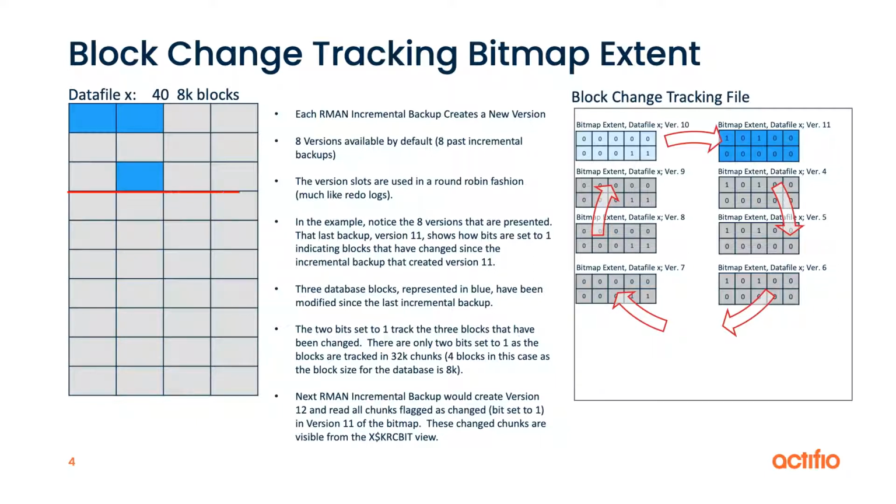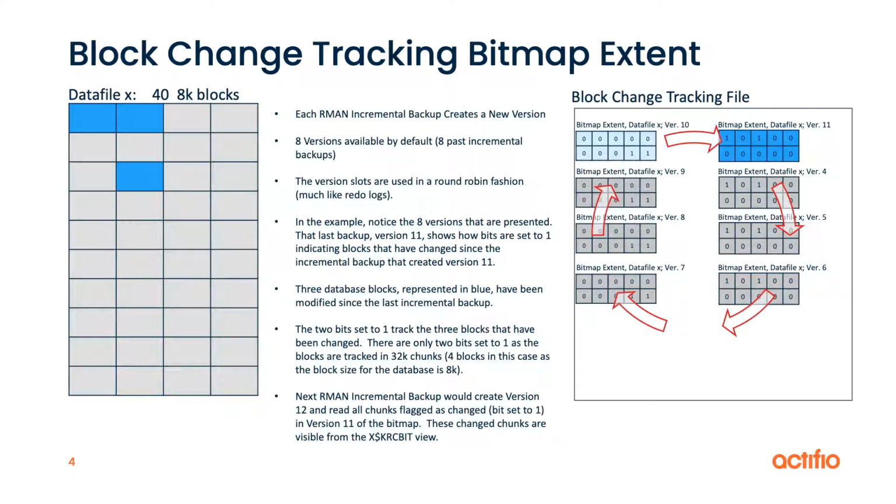And then in the third row, our next set of 32K bytes, if you will, or 32K chunk here, 1 block has been modified. Therefore, the third bit in our bitmap has been switched to 1. So that's what's taking place in the background.